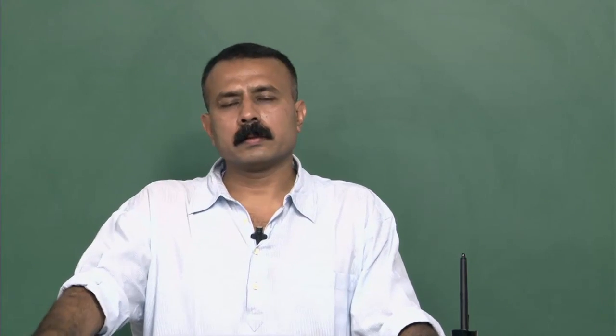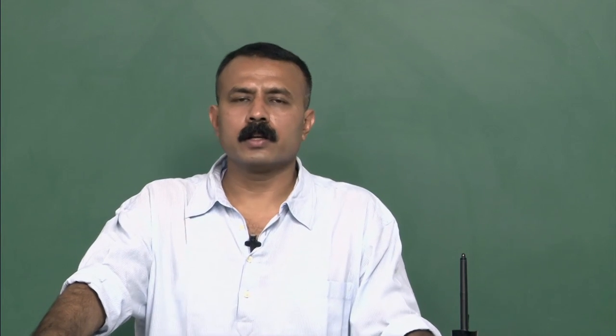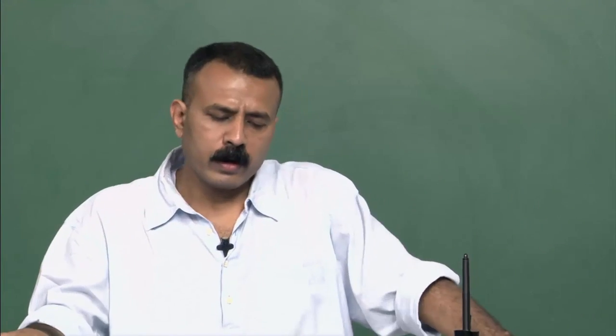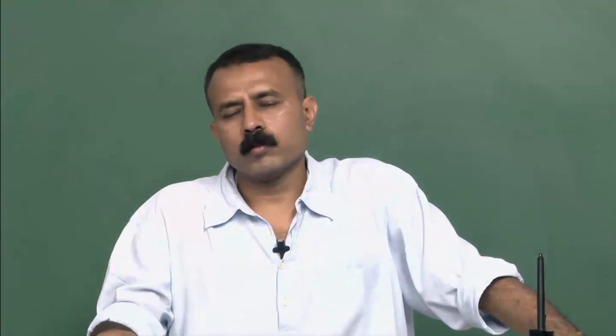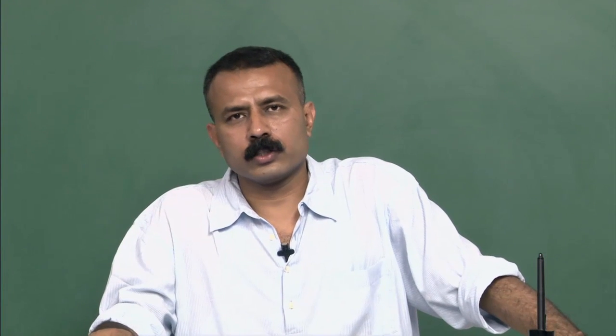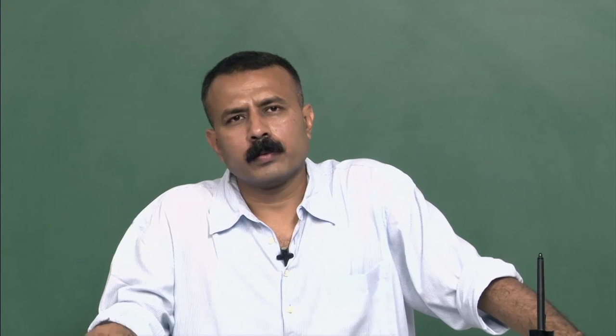Welcome back to the lecture series on abnormal physiology. We are in section 5, the nervous system, and today we are on section 5, lecture 5. There are almost 8 to 10 allotted lectures for this section, so we are on the 5th lecture.